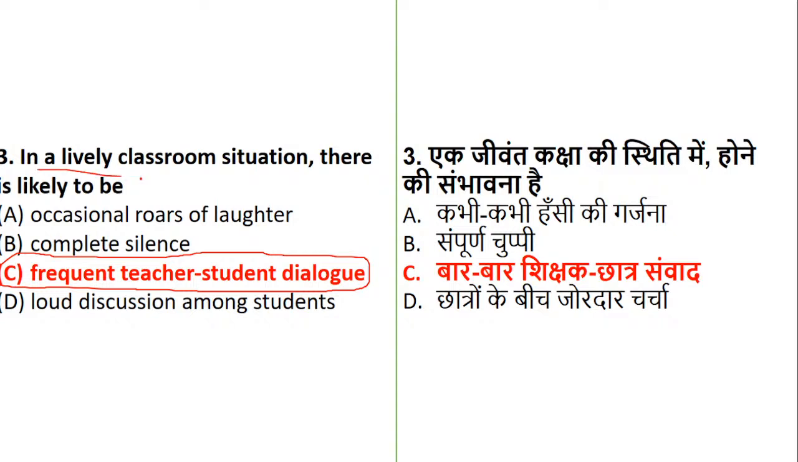Basically, in a lively classroom, there will never be complete silence. Loud discussion is against the discipline, and occasional rolls of laughter is again a sign of indiscipline. So basically it is nothing but frequent teacher-student dialogue, that is nothing but interaction. The question can be twisted, so you should know what terminology is used and how the question will be right. Fine, good, everyone did good for question number 3.